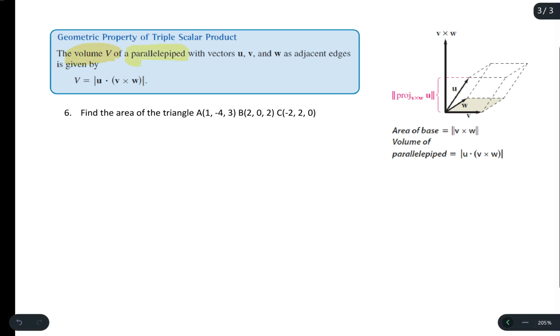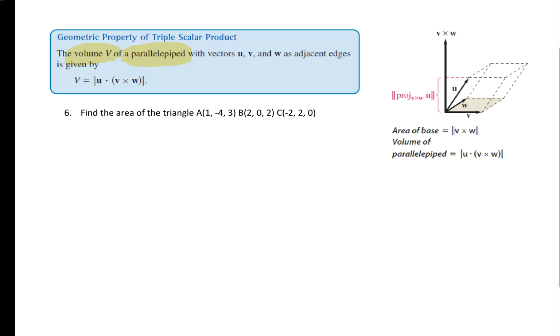Say that 20 times in a row. Parallelepiped, parallelepiped. It's so fun. The volume of a parallelepiped. So this could also be the volume of a box, a rectangular prism. A parallelepiped is really just like a box that's slanted. You can think about that just to get a visual of it.